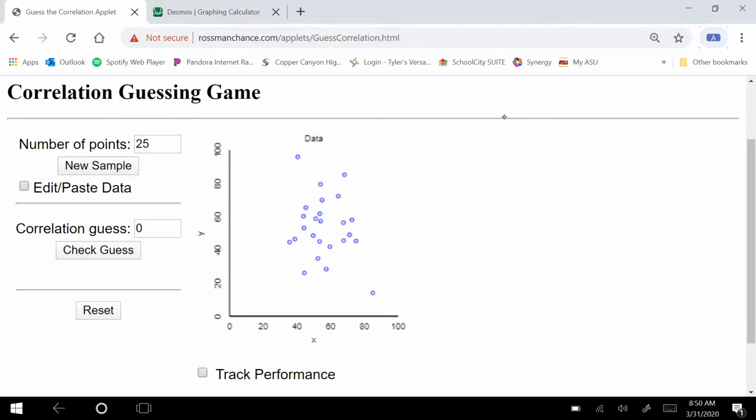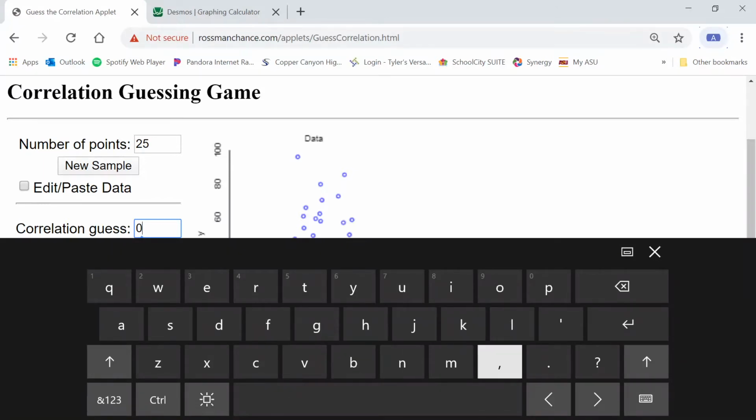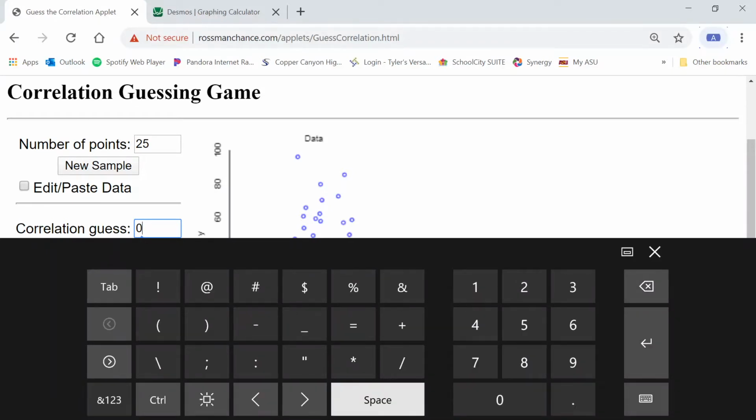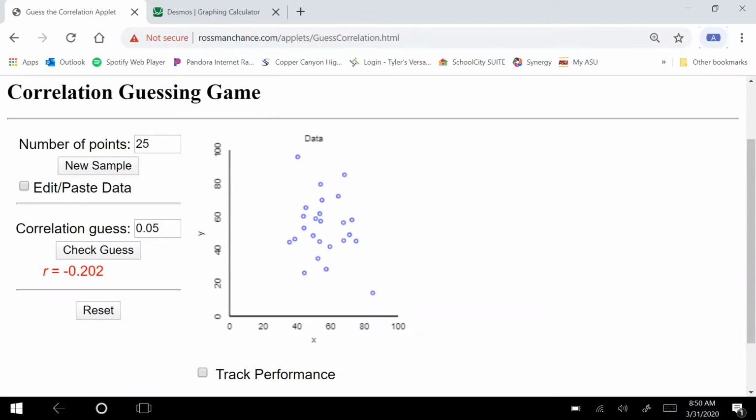I think it's slightly positive, like 0.05. And I was wrong. Good start. So it's slightly negative, but fairly close to 0. And again, I think it's because of this point and this point. All right, that was not a good start. Let's try another one.